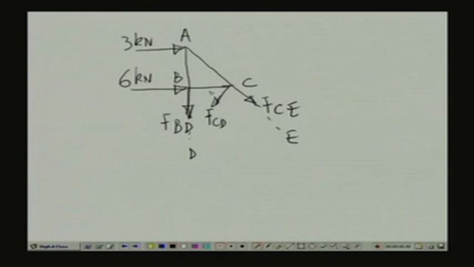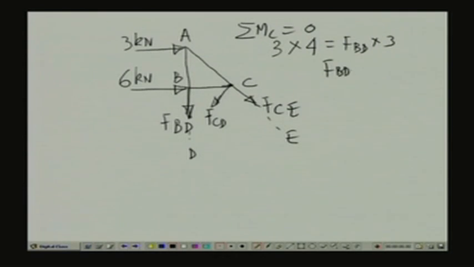We can compute the forces. If we take the moment of all the forces with respect to this, then 3 kilonewton is going to contribute a moment 3 times this distance, and FBD will have a moment this times this distance, which is equal to 3. So, 3 kilonewton multiplied by 4 is a clockwise moment, if we take the moment about C as equal to 0. So, 3 times 4 is equal to FBD times 3. So, this is an anti-clockwise moment. So, FBD is thereby equal to 4 kilonewton.